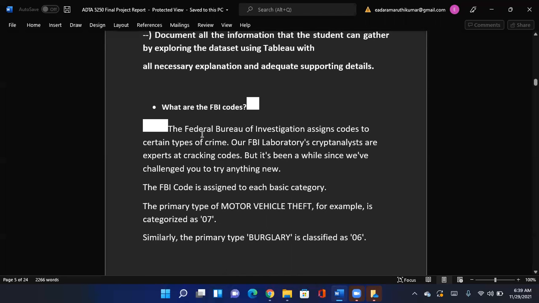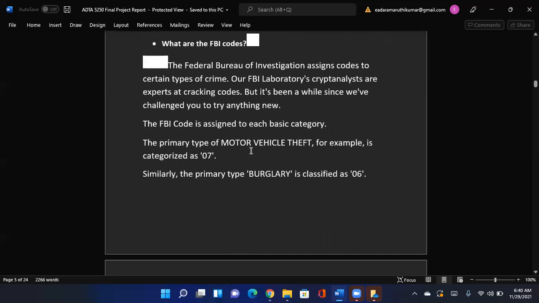Initially, I did research. The Federal Bureau of Investigation assigns codes to types of crime. Nowadays, there are many crimes also. So the FBI does the investigation and assigns codes against each crime. The FBI codes are assigned to each basic category. For example, the primary type motor vehicle theft is categorized as 07. And the primary type burglary is classified as 06.